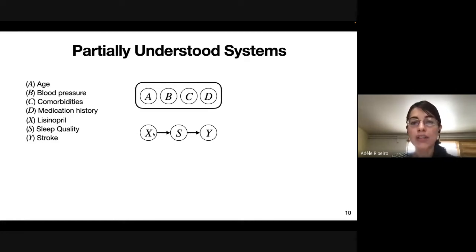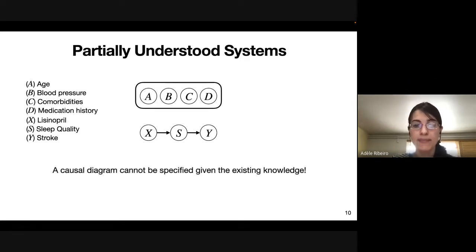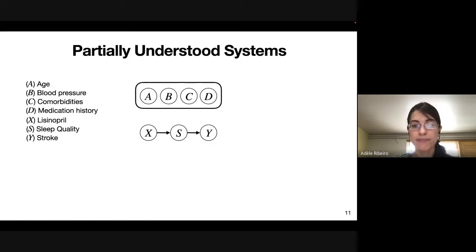And suppose that that's not our knowledge. We know that X is causing S. So the drug is causing or affecting the sleep quality. And then the sleep quality is affecting the outcome of having a stroke. But we have all these covariates, many other variables that are affecting this relationship, but we don't know the relationship among all these variables here. So the question is, given this partial knowledge, is it possible to compute the causal effect? We cannot specify the causal diagram, as I said before. So how can we identify P(Y given do X) in this case?